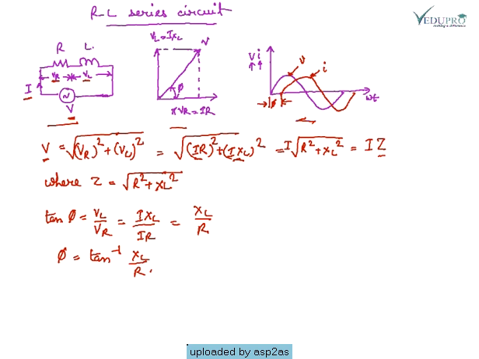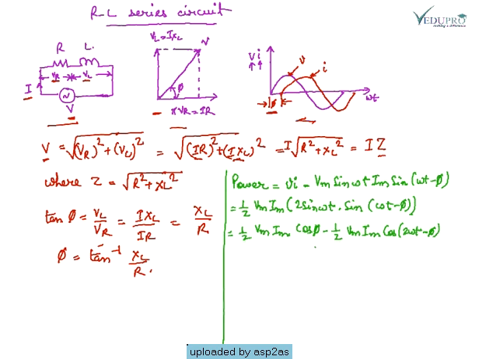From the phasor diagram, it is observed that the current lags behind the applied voltage by angle phi. This is the angle phi. To calculate phi, tan phi is equal to VL upon VR, and phi is given by tan inverse of XL upon R. So the values of L and R decide the phase lag.